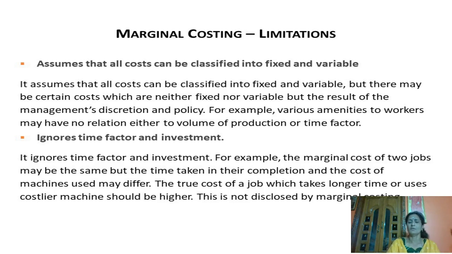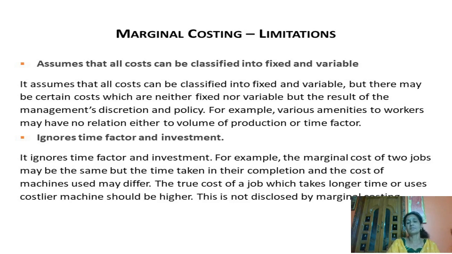It assumes that all the costs can be classified into fixed and variable, but there are many costs which are neither fixed nor variable but the result of management discretion and policy. It is a result of the management decision. For example, various amenities to workers may have no relation either to volume of production or time factor. When certain amenities are provided to the labor, that also is an expense, but that is nowhere related to the production. Marginal costing is giving importance only to the production. Here, the time factor is not taken into consideration, and this can either be fixed or variable cost.